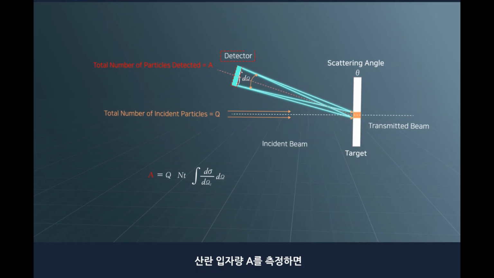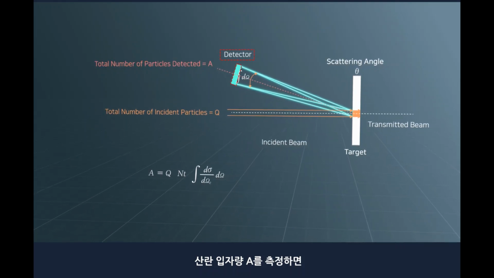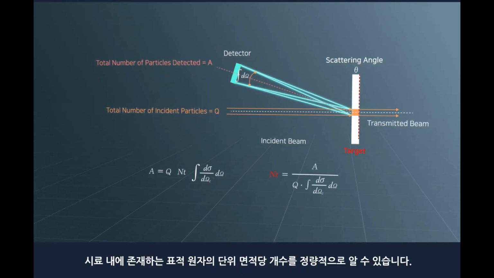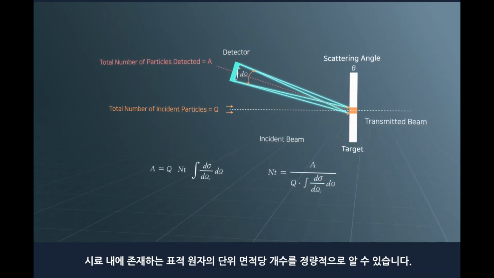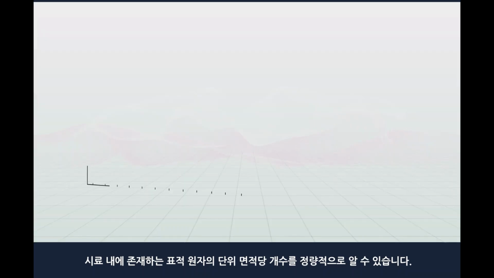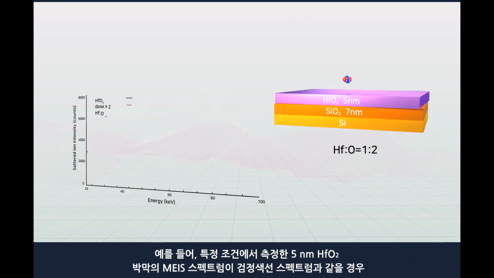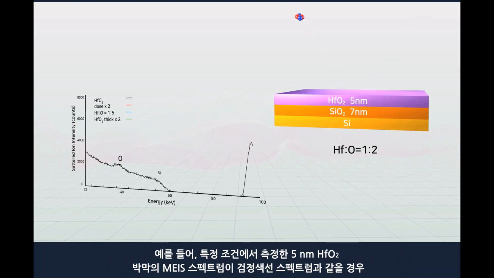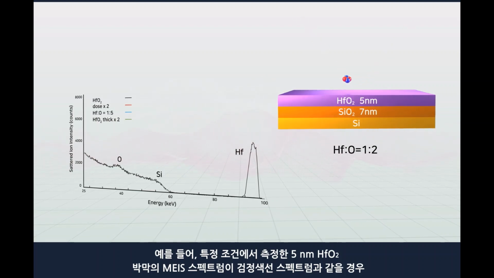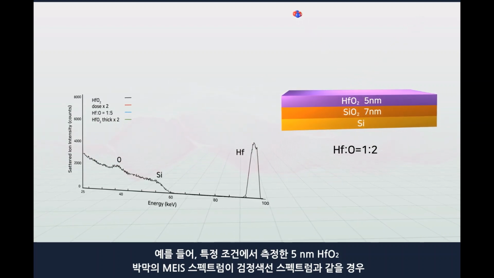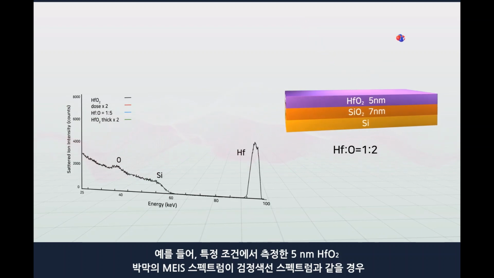By measuring the number of scattered particles, the quantitative number of target elements in a unit area of a sample can be analyzed. Let's assume that the MEIS spectrum of a thin hafnium oxide film of 5 nanometers measured under specified conditions is the same as the black solid line spectrum.